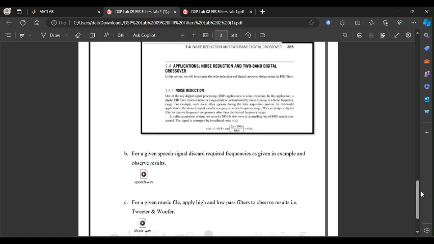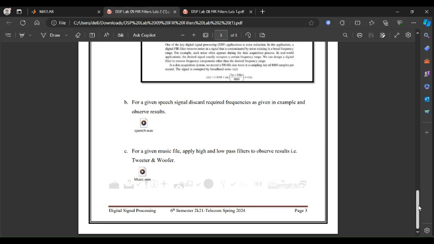Part B is for a given speech signal: discard required frequencies as given in the example, and observe the result. Part C is for a given music file: apply high and low pass filters to observe results, that is, tweeter and woofer.